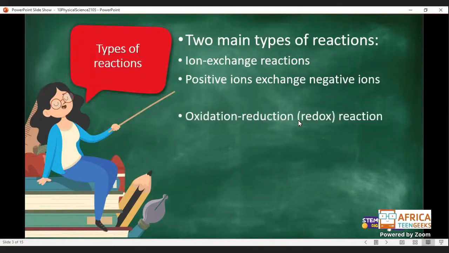Then we also get oxidation reduction reactions, redox reactions.